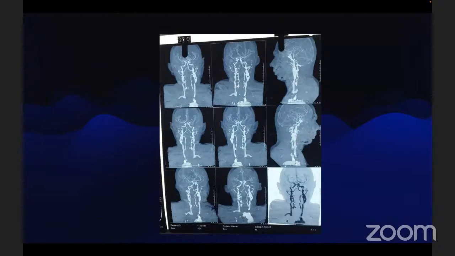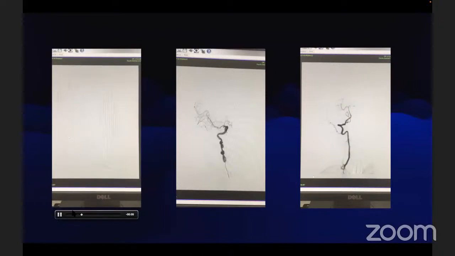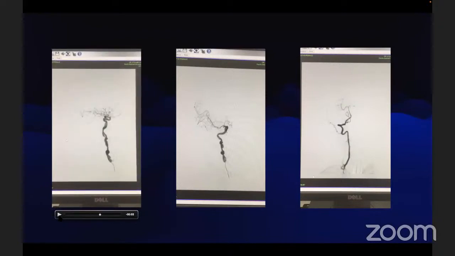So now when it comes to angiography, can you go to the next slide? This is the picture of this patient, right carotid angiogram. Click on it. This is the lateral view and anterior view.